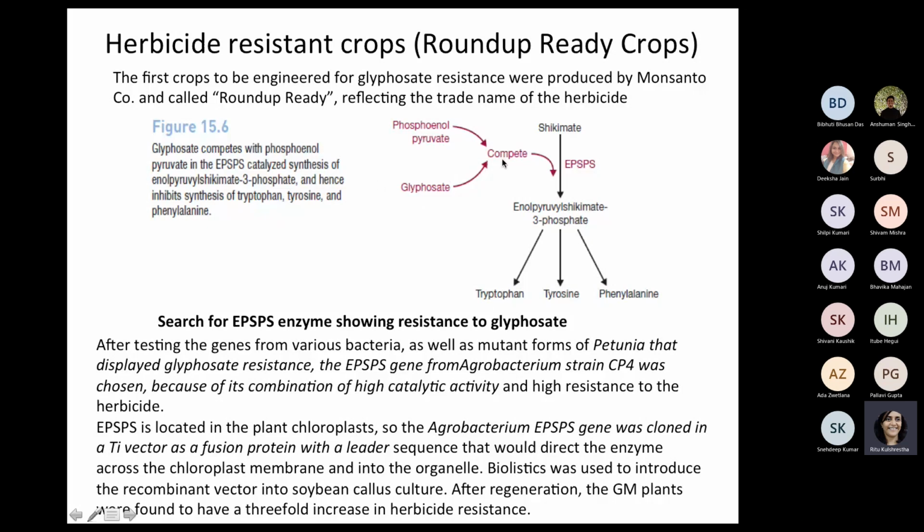So glyphosate binds with EPSPS, and as a result it is inactive, and we do not get these amino acids being made, and as a result the plant cell dies.